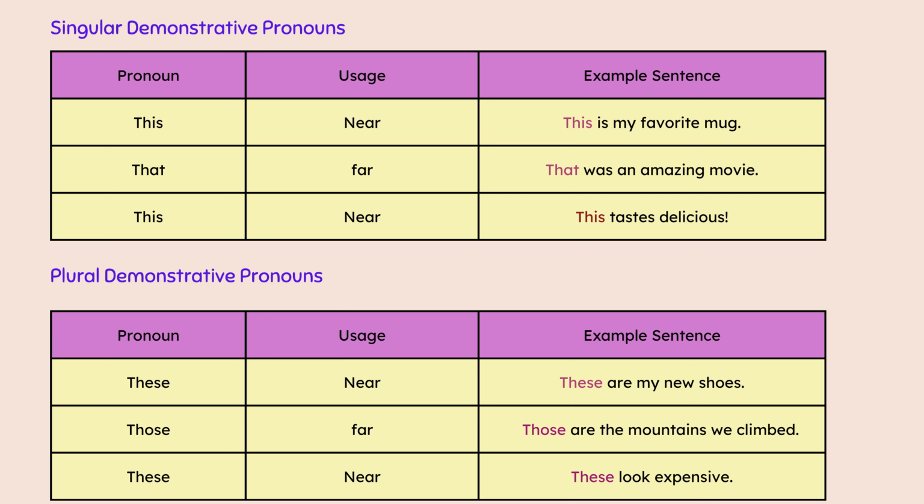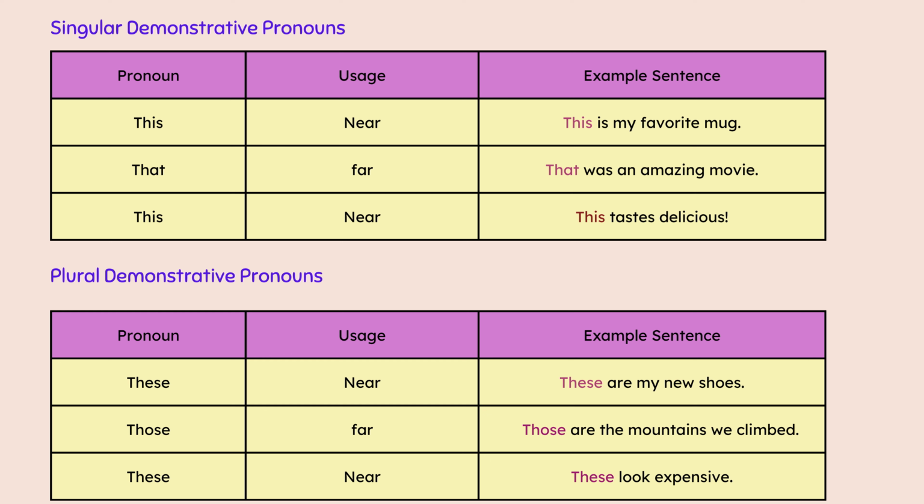Use that for something far away, in distance or time. Example, that was an amazing movie. The movie is not happening now. It's in the past or already done. So remember, this equals near and singular. That, far and singular. Let's continue with plural demonstratives next.